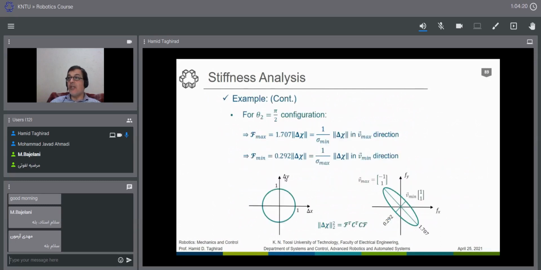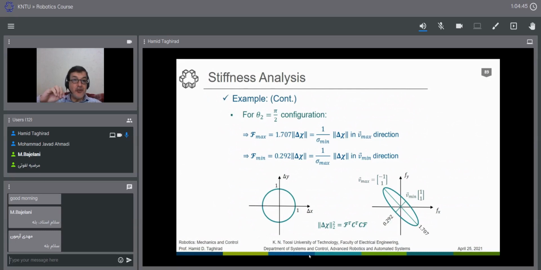And this can be shown in here. So if you would like to have a quite complete circle deflection, the force, in this direction, we have the minimum deflection. And if we have force in this direction, we have the maximum deflection.